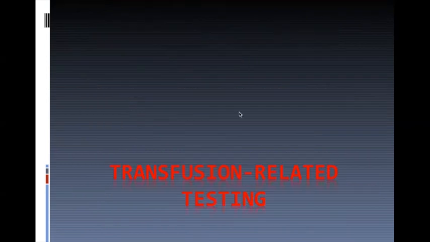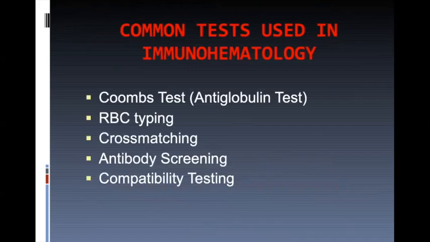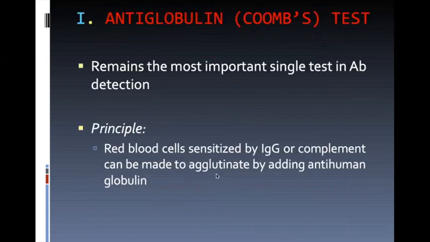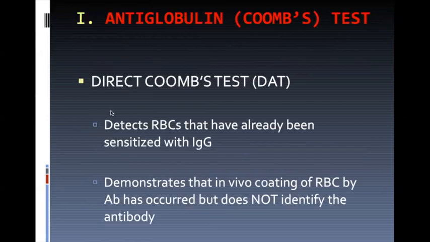Now, what are the transfusion-related testing? Common tests used in immunohematology are the Coombs test, anti-globulin test, RBC typing, cross-matching, antibody screening, and compatibility testing. Anti-globulin or Coombs test remains the most important single test in antibody detection. What is its principle? Red blood cells sensitized by IgG or complement can be made to agglutinate by adding anti-human globulin.